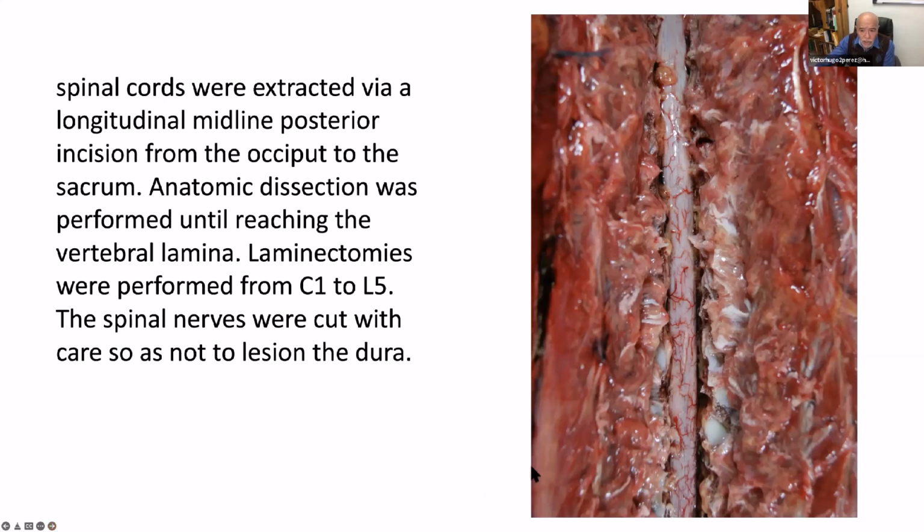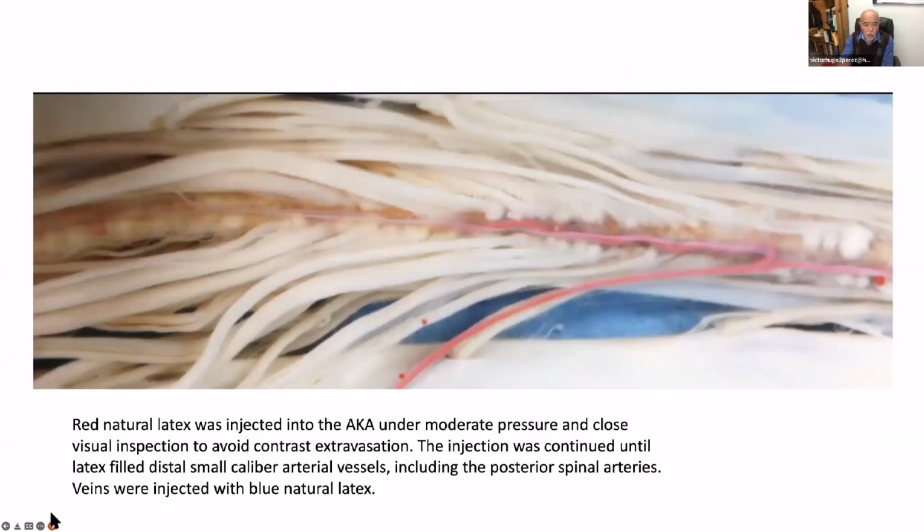For example, in this, spinal cords were extracted via longitudinal midline posterior incision from the occiput to the sacrum. Anatomic dissection was performed until reaching the vertebral lamina. Laminectomies were performed from C1 to L5, and the spinal nerves were cut with care so as not to lesion the dura. Here we have this spinal cord covered with dura mater.